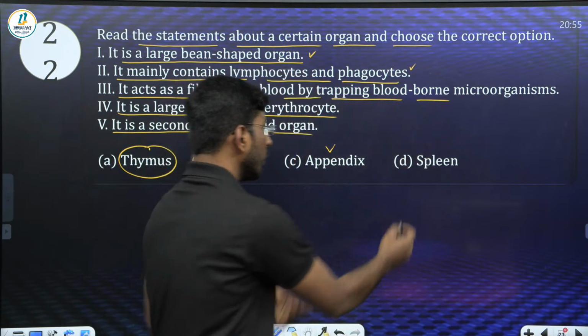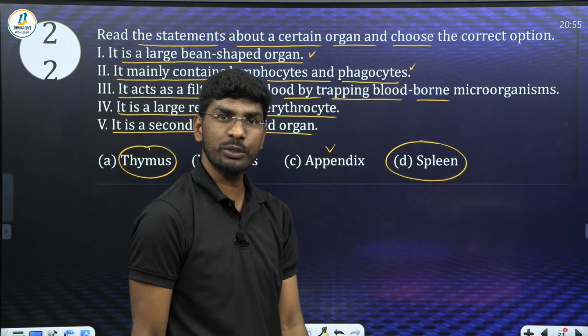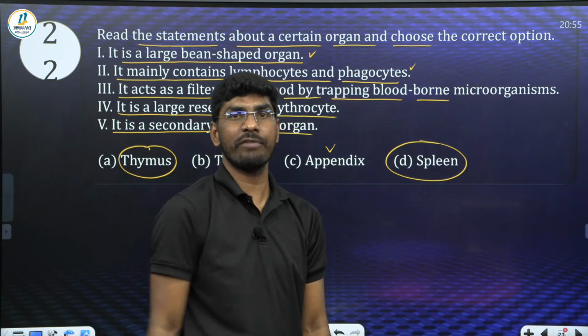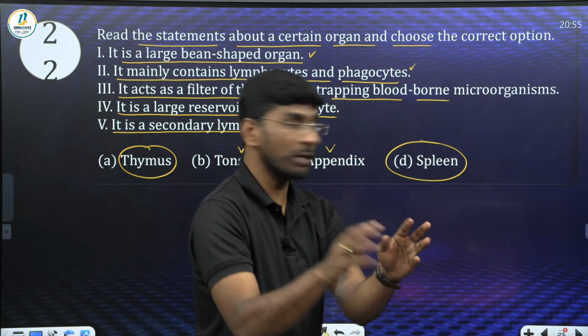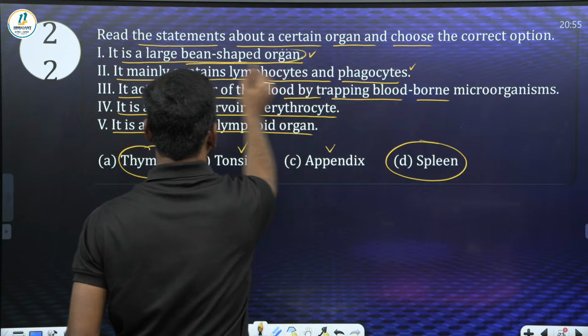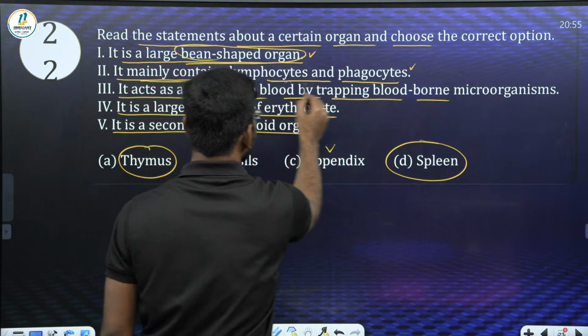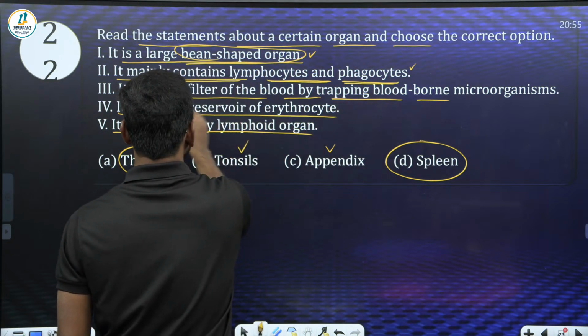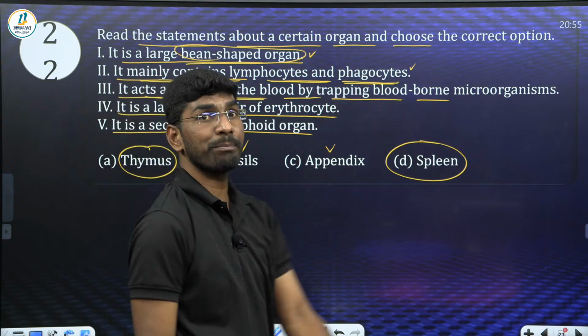So why are you calling only the spleen the correct answer for this one? It is a reservoir of RBC and it is bean shaped. Look at what is given, beta. It is a bean-shaped organ. It mainly contains lymphocytes and phagocytes, and it acts as a filter of blood-borne microbes.